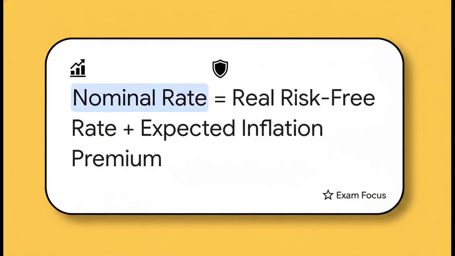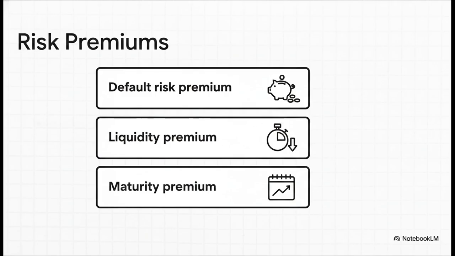And that brings us to a huge exam focus. You absolutely have to memorize this relationship. The nominal risk-free rate equals the real risk-free rate plus the expected inflation premium. The CFA Institute loves testing this because they know that under stress, candidates just blank on the basics. Lock this formula in your brain right now. It is a guaranteed easy point on exam day. But we're not done there.